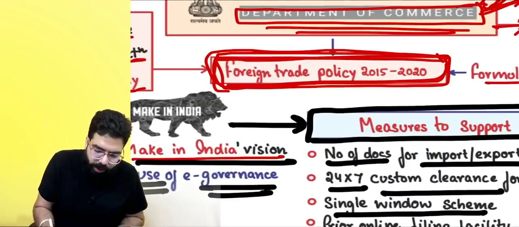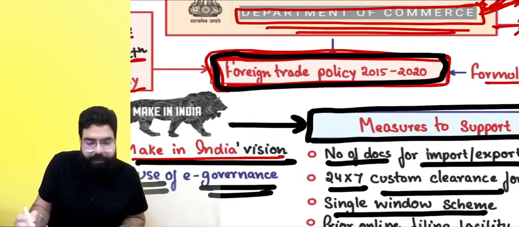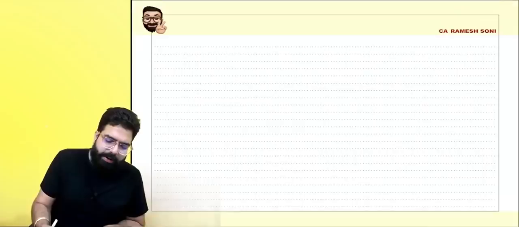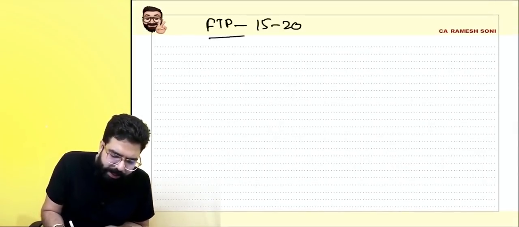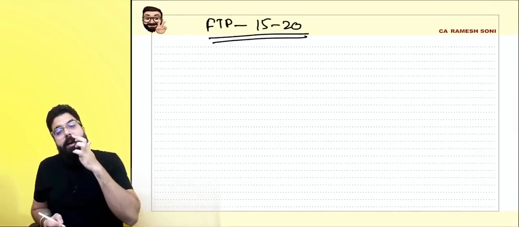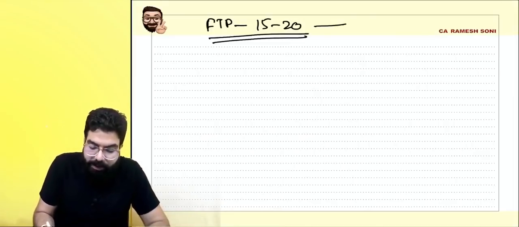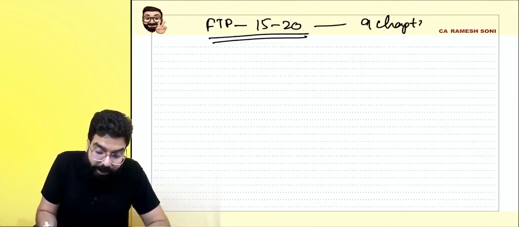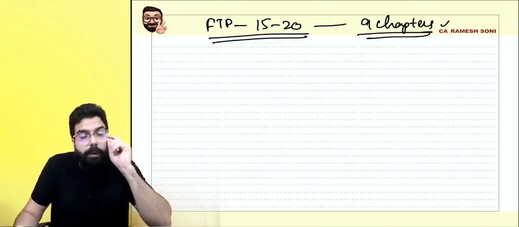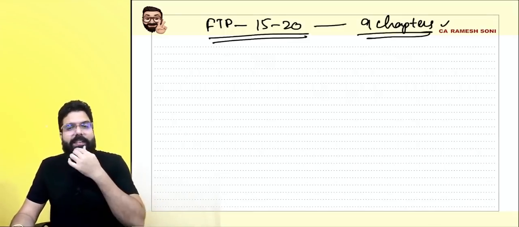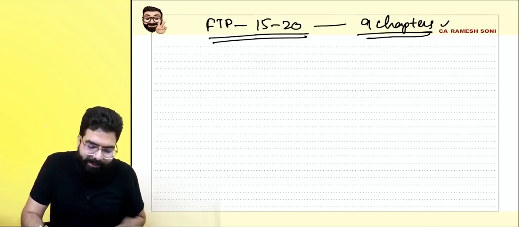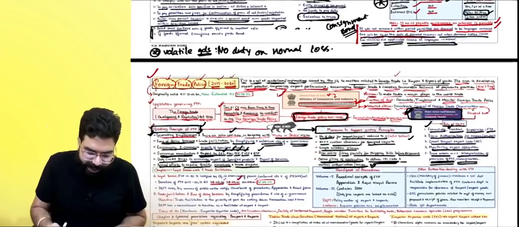Now we are going to learn the foreign trade policy 2015-20. There are 9 chapters. Just imagine 9 big chapters are there. Sir, 9 chapters you have to learn. Yes, you have to learn a little of every chapter out of the 9 chapters. Everyone, let's go ahead and start with the chapters now.